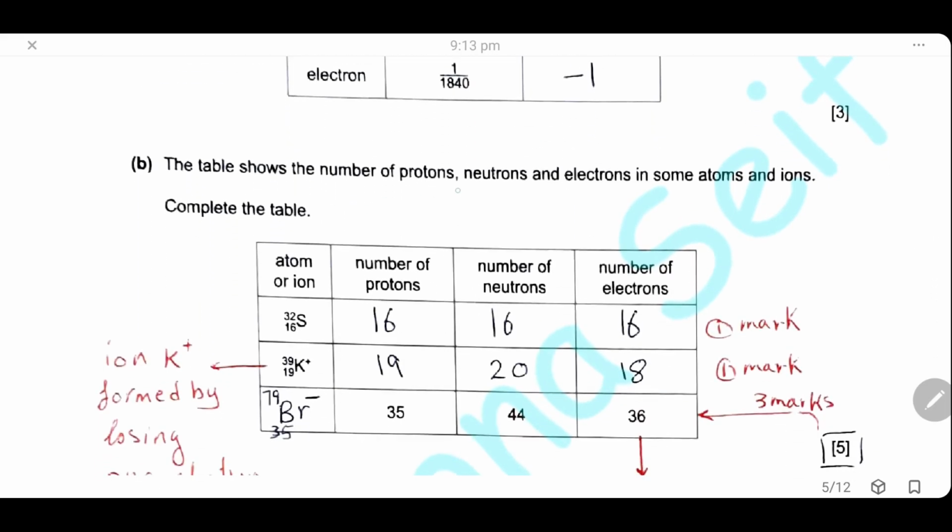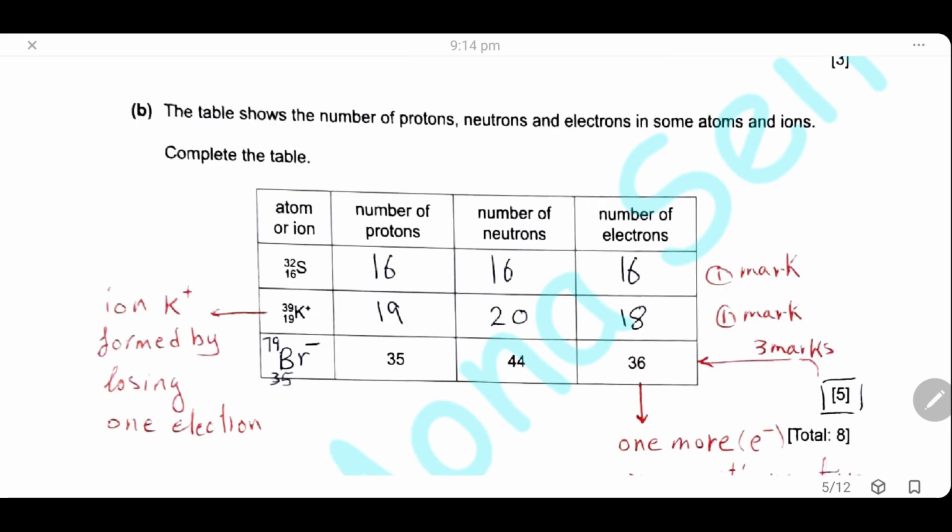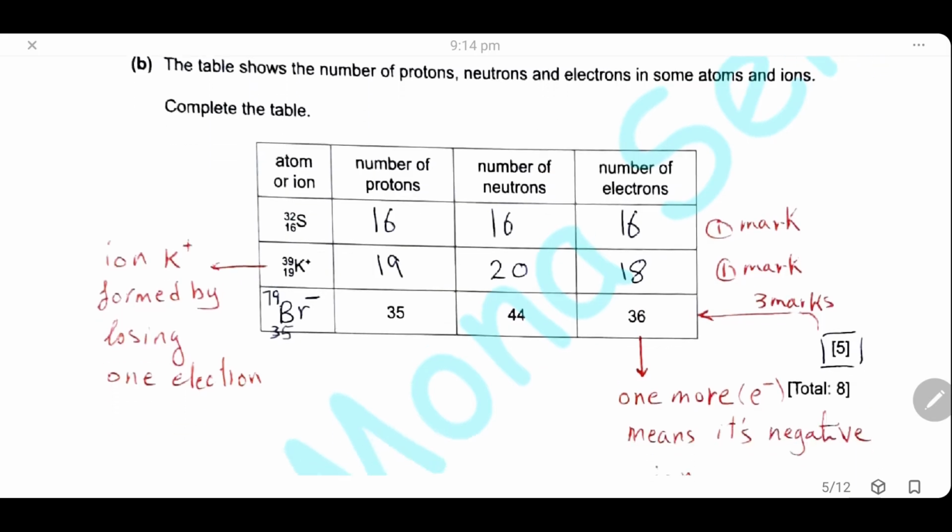The table shows number of protons, neutrons, and electrons in some atoms and ions. Complete the table. First one, sulfur 16, 32. This number 16 represents number of protons, so number of protons will be 16, and number of electrons will also be 16. To find the number of neutrons, we will subtract 32 minus 16. This will be 16.